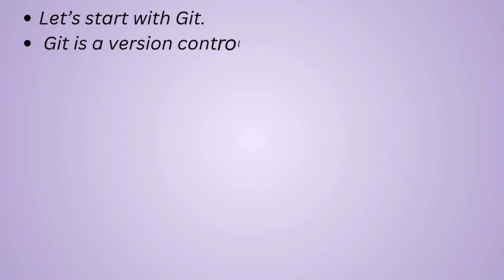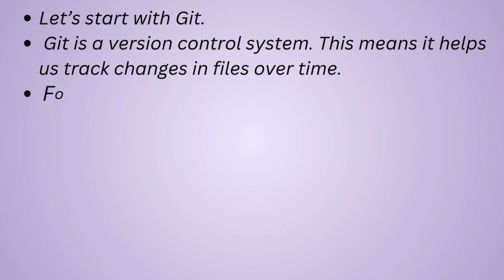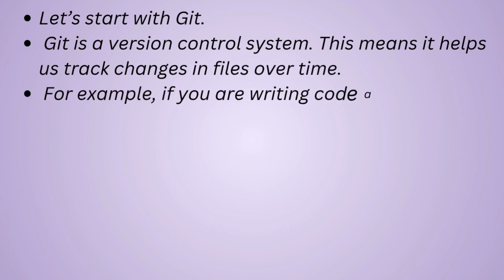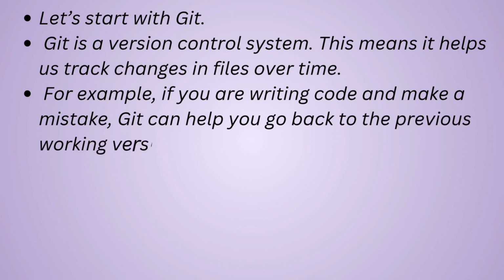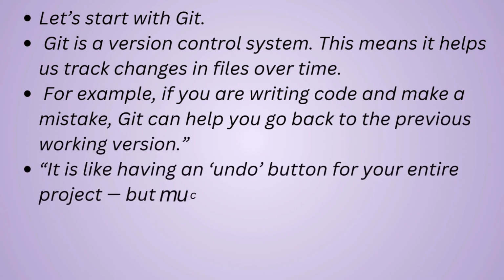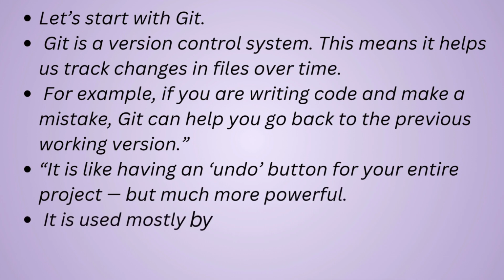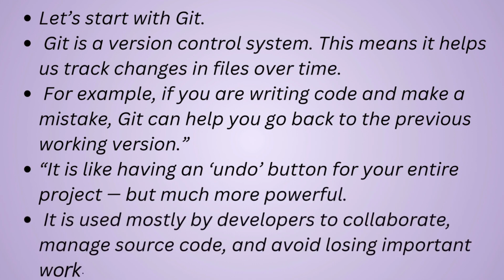Let's start with Git. Git is a version control system. This means it helps us track changes in files over time. For example, if you are writing code and make a mistake, Git can help you go back to the previous working version. It is like having an undo button for your entire project, but much more powerful. It is used mostly by developers to collaborate, manage source code, and avoid losing important work.